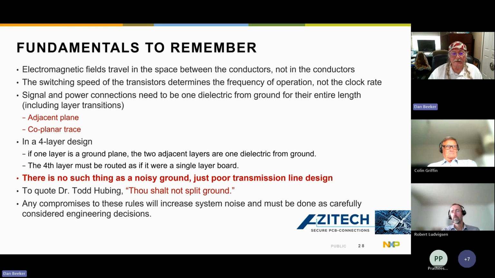And Dr. Todd Hubing, who's probably one of the best EMC guys, says, thou shalt not split ground. One of the sayings from the signal integrity consulting community is, if they see more than one ground symbol on a schematic, they know there's lots of money to be made because it's really, really difficult to create and manage discrete domains. So one ground to rule them all. Anytime you break any of these rules, you're going to increase system noise and be more likely to fail EMC.